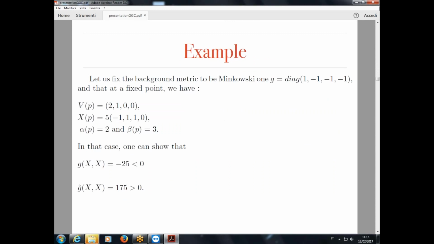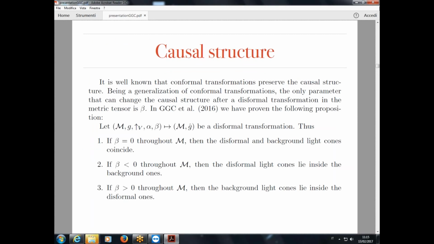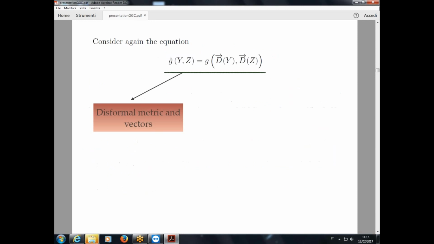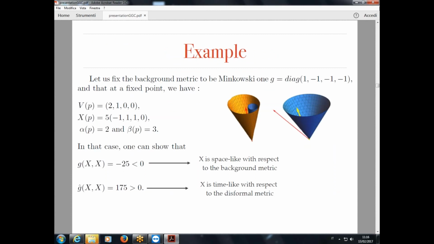And for example, if you take the metric to be the Minkowski one, and in a point you have, let's say, v equals 0, 1, 0, 0, x given by this, alpha 2 and beta 3, because this guy is positive, you already know by the proposition that we proved that the background cone is going to be inside the disformal one. But you can check this also by doing the calculation of the norm of x in G, which is negative by definition. It's space-like with respect to G, but if you take G hat, it's positive, and therefore it's time-like with respect to G hat. And you can see this in this nice picture.